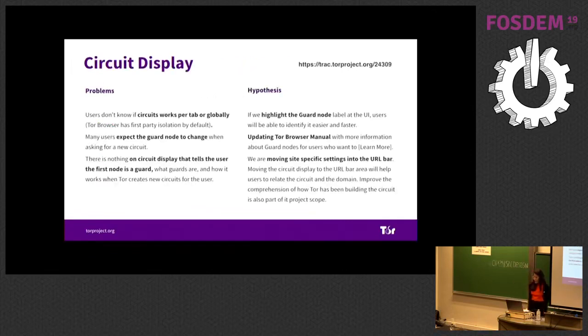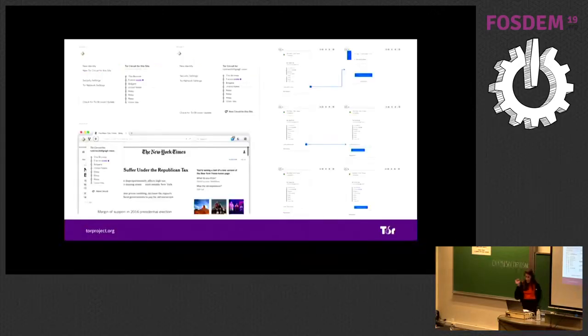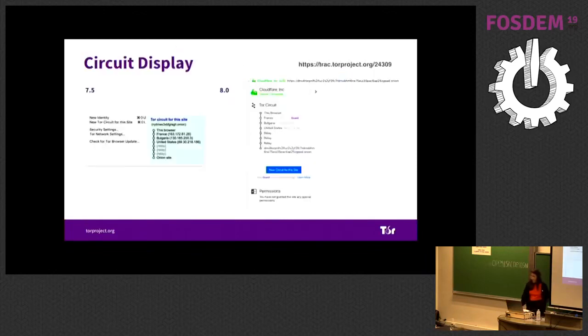Another thing we improved was the circuit display. The circuit display is a UI element that for sure is part of the Tor Browser experience. It tells users how the Tor connections have been made. We had several problems before with the circuit display.